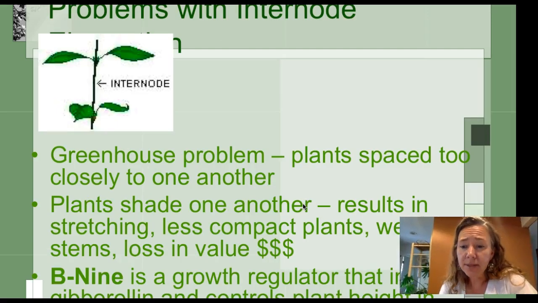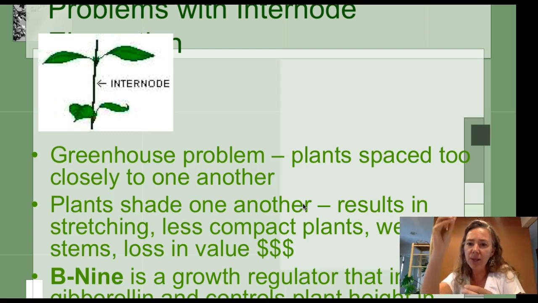In the greenhouse, we can have plants that are too close together so they're not getting enough light, they're shading each other. And this results in weaker plants that break when we ship them. And so we have a product on the market called B9, and it's a growth regulator that causes the gibberellin to stop. It inhibits gibberellic acid, the gibberellins, from being produced. And in doing so, instead of having nice, long, tall plants, we actually have more compact growth.